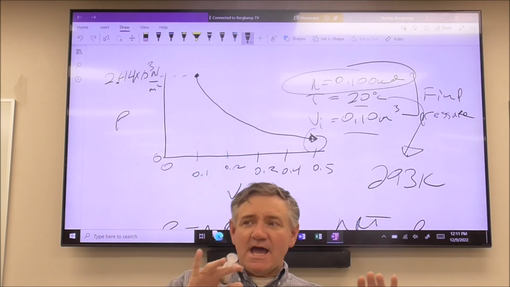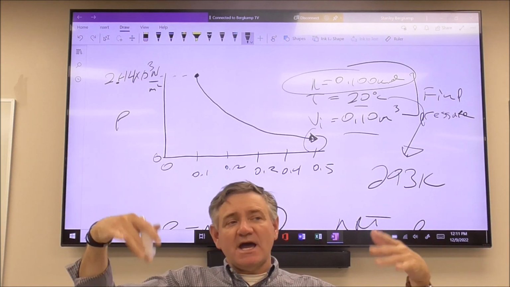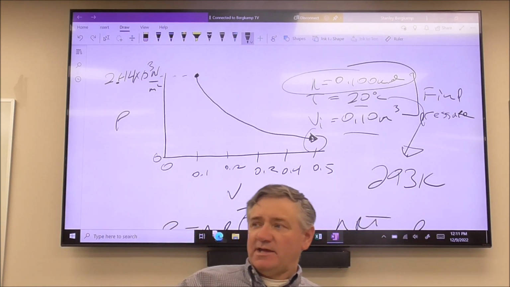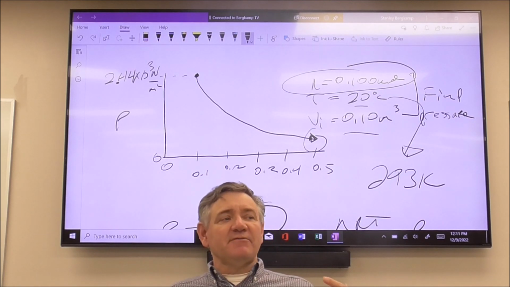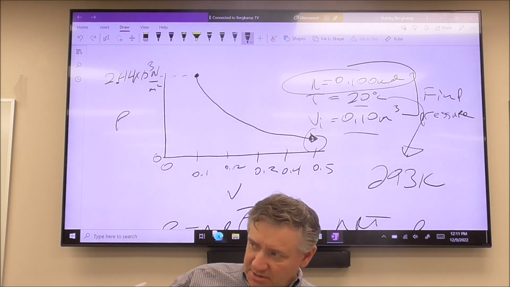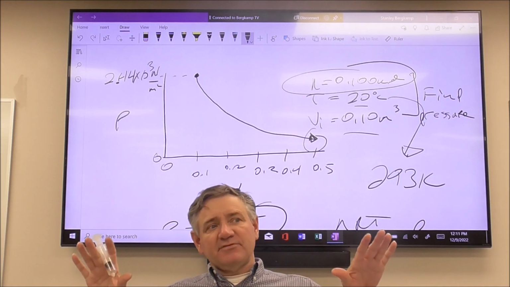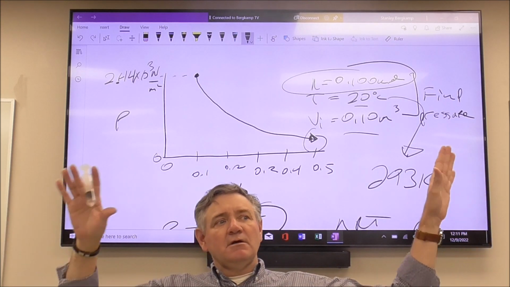So what's going to happen, when I go from the classroom down to the gymnasium, what's going to happen to the number of collisions with my ankles? Less. It's going to drop, right? So I'm going to have less pressure, not because the kids have less energy. I'm going to have less pressure because there's more space for the kids to run around.